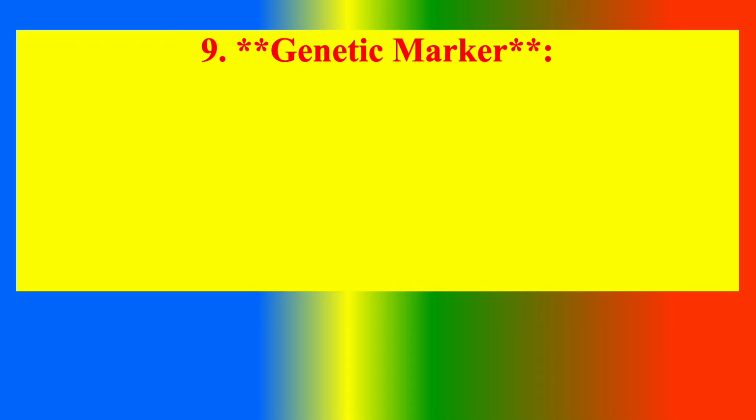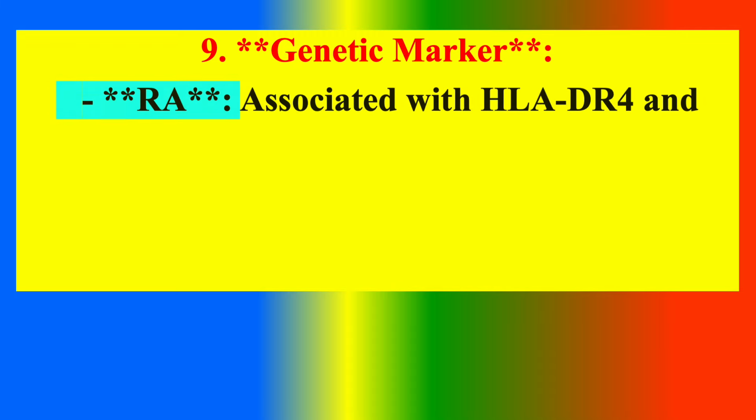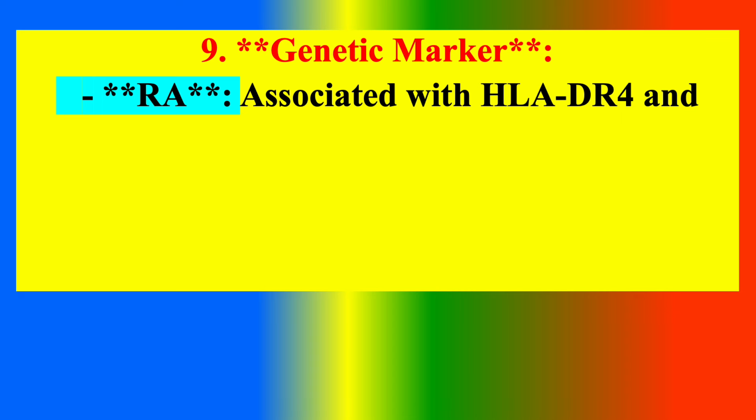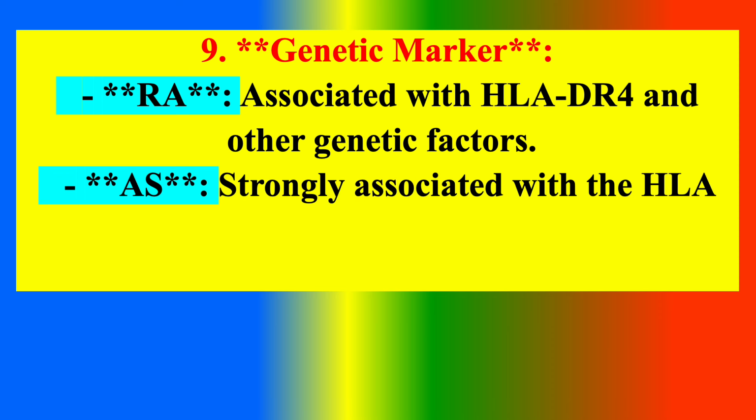Nine, genetic marker. RA is associated with HLA-DR4 and other genetic factors. AS is strongly associated with the HLA-B27 gene.